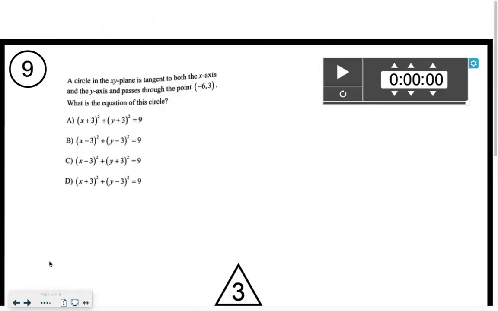Okay. All right. So number 9 is we've got a circle that passes through this point, and what is the equation of the circle? So we could use Desmos. If you were to use Desmos, first of all, we have to know what tangent to both the x and y axis means. So either way, what I'm about to draw, you should have this in your head because if you use Desmos, you got to know what you're looking for.